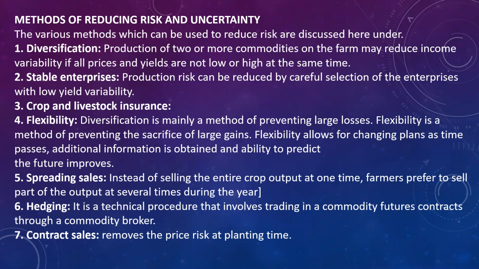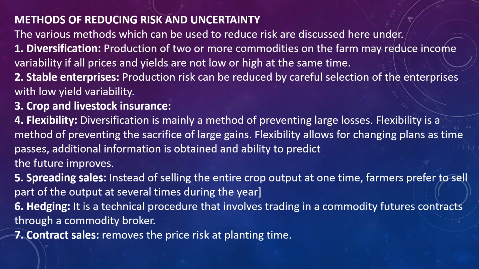Then crop and livestock insurance. Insurance is the best method of reducing risk and uncertainty. Crop insurance also should be done by the farmer, and also livestock insurance. Flexibility is whatever cropping pattern or cropping plan will be prepared by the farmer, it should be flexible to adjust to coming circumstances. Next is spreading sales. Whatever output of crop should not be sold at one time.